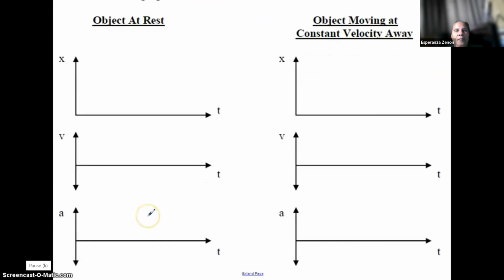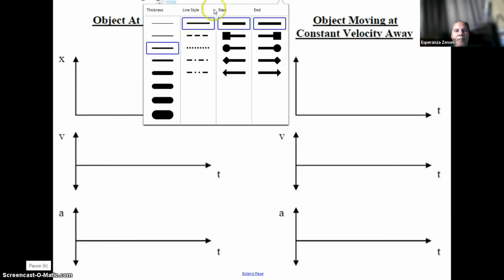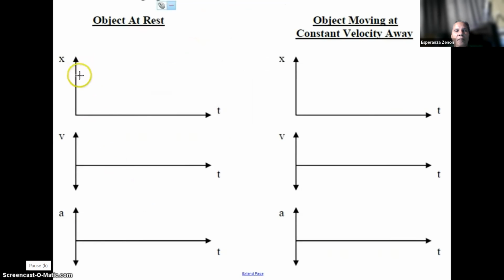So we're going to start with an object at rest. We're going to start easy and work our way towards the harder scenarios. So for an object at rest, if an object is just standing there, that means that its position wouldn't be changing. And as time goes forward, you could pick any spot, and what this of course means is that the distance is not getting bigger or smaller as time progresses.